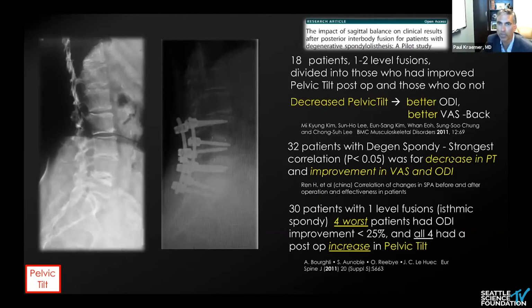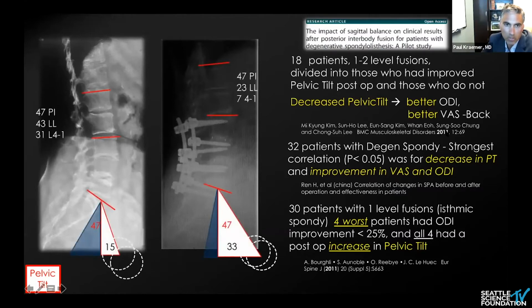There's data to show that pelvic tilt is super important. A couple of smaller fusion studies, 18 patients that they just looked at who got better pelvic tilt and who didn't. Well, if you got better pelvic tilt one way or another, all your scores were better. Not only revision rates, which we'll talk a lot about, but better back pain scores, better ODIs. Small study, admittedly, but pretty strong p-values.